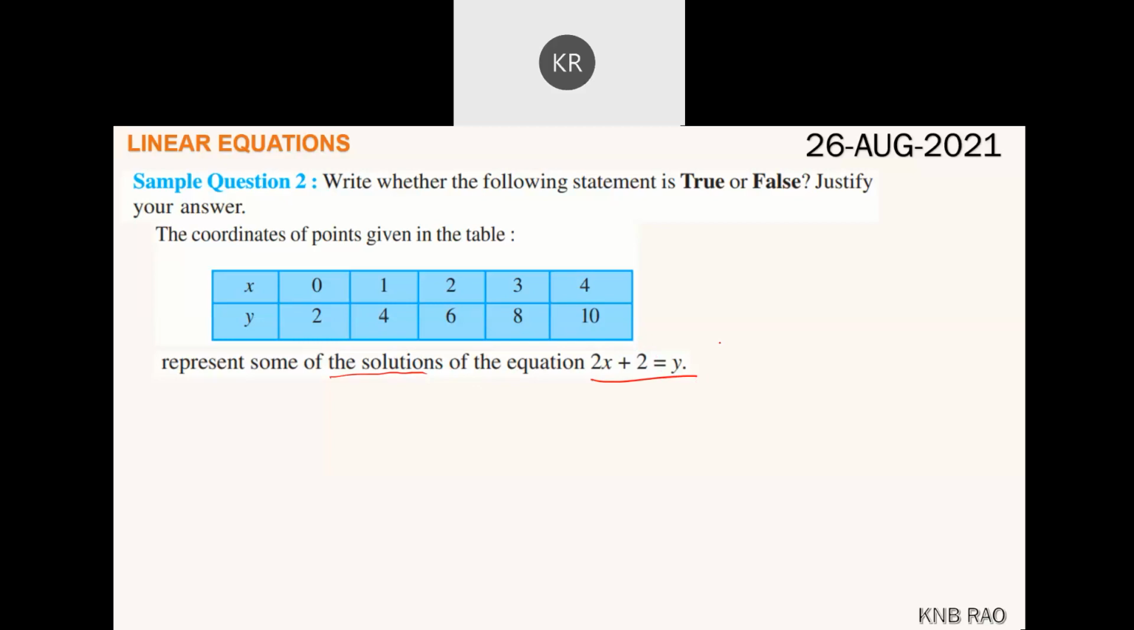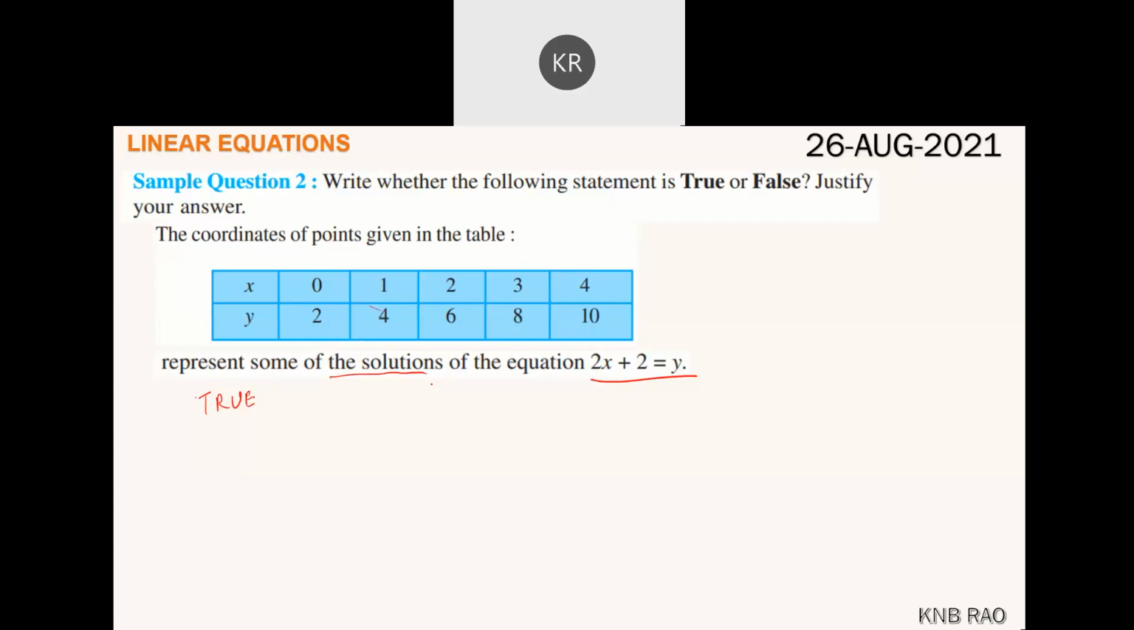If we take x equal to 0, then y will be 2 only. So you cannot say your answer is true by just watching one point. If any one point is there not satisfying this equation, then definitely we say false.